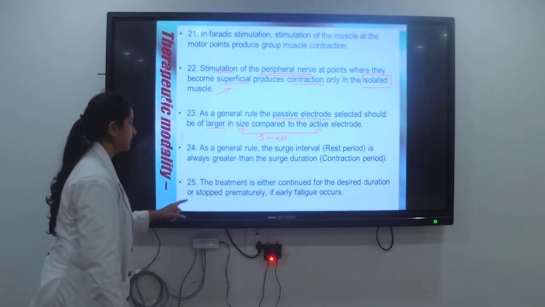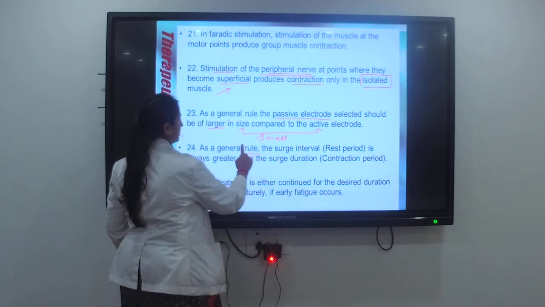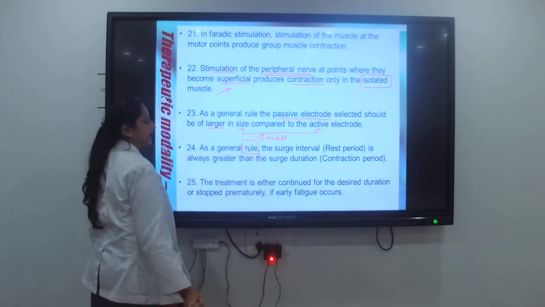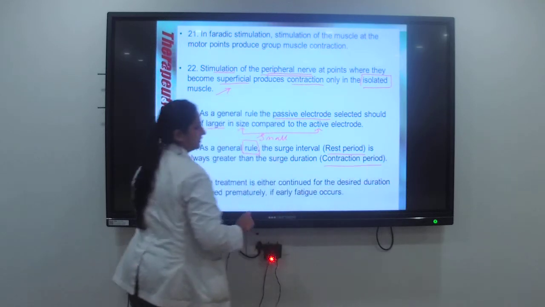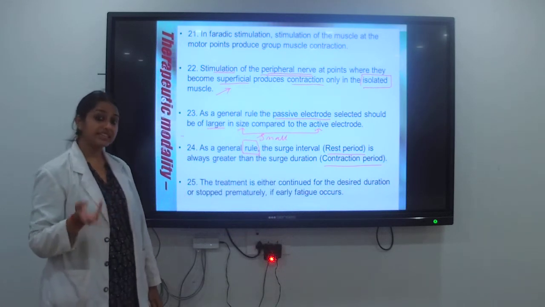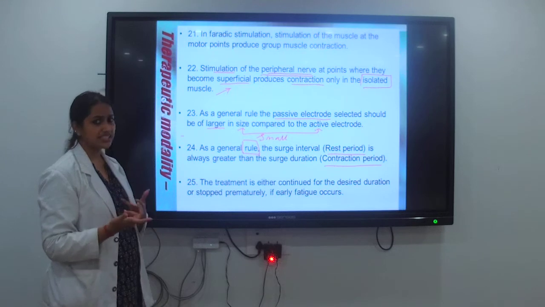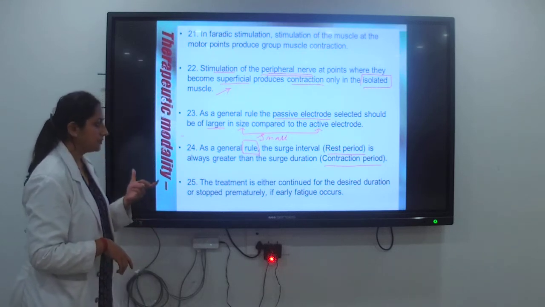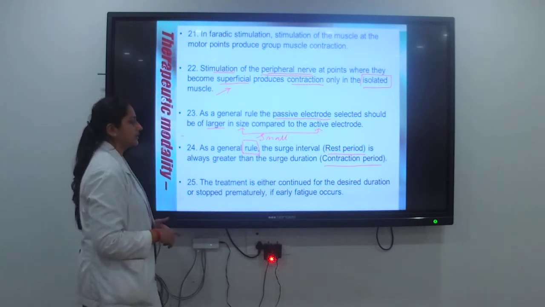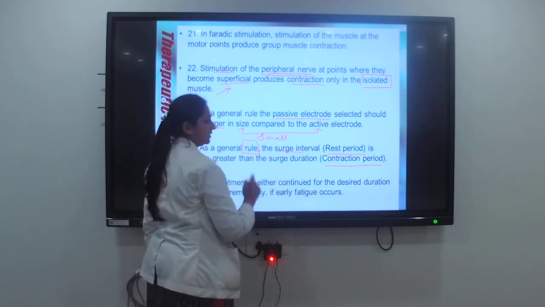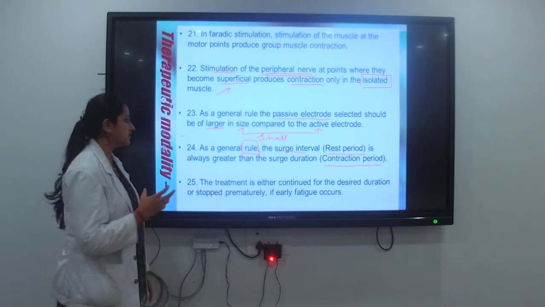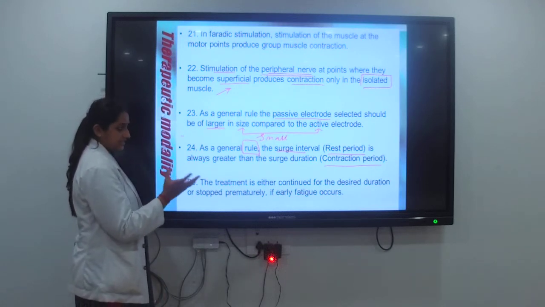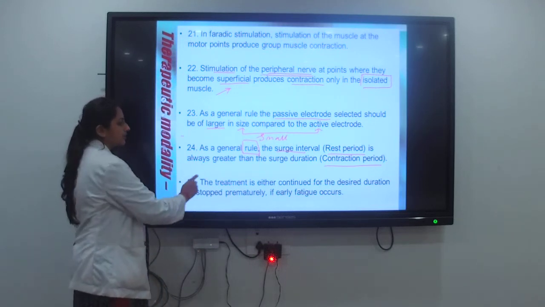Now coming to the next, this is the rule. Okay, just learn this rule by heart: the surge and contraction, these two together form a combination which gives the pumping effect. Now the surge off time is known as the rest period, and where there is stimulation, that is the contraction period. And what should be greater?